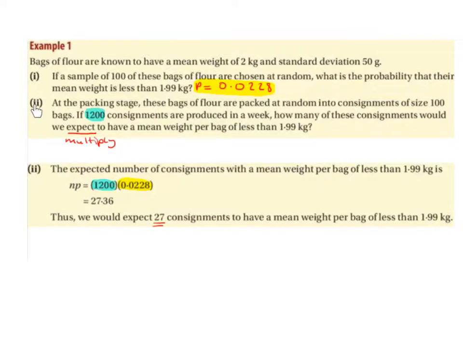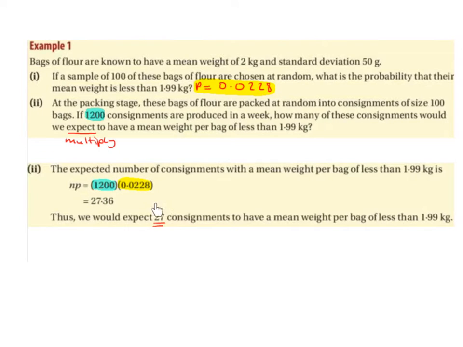Part 2. At the packing stage, these bags of flour are packed at random into consignments of size 100 bags. If 1,200 consignments are produced in a week, how many of these consignments would we expect to have a mean weight per bag of less than 1.99 kilograms? So expectation, we want to think multiply. There's an x in the word expect, which is a multiply symbol. The expected number of consignments with a mean weight per bag of less than 1.99 kilograms is going to be n multiplied by p. So n being our number of consignments and p being our probability that we got from part 1. Multiplying them, we get 27.36.